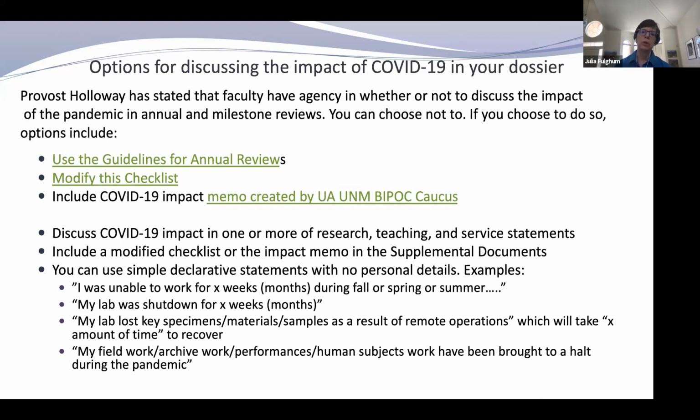The Senior Vice Provost, Barbara Rodriguez, put out guidelines for addressing COVID impact in annual reviews. These are available on the OFAS website and from the Advance COVID resources. Like I said, these are live links, and I'll send this out after this. You can use those guidelines to think through how you want to do it. History decided that was too much work and made a checklist. You can modify the checklist. The BIPOC Faculty Caucus for UA-UNM created an impact memo. So these are options. You could reference the Advance report. And then, how are you going to do that?